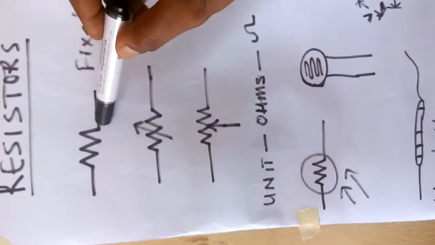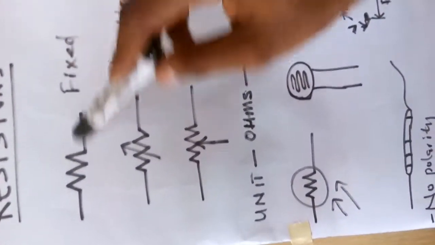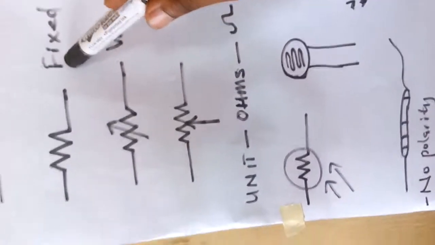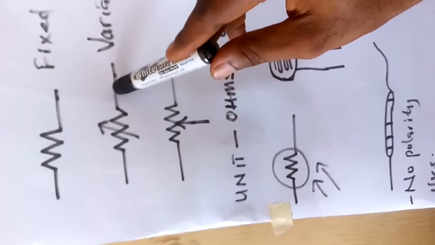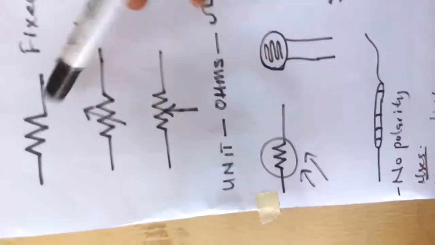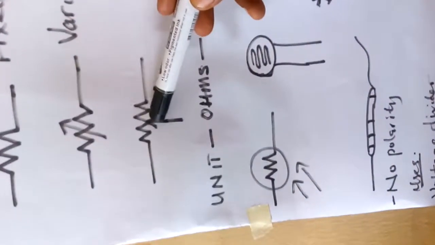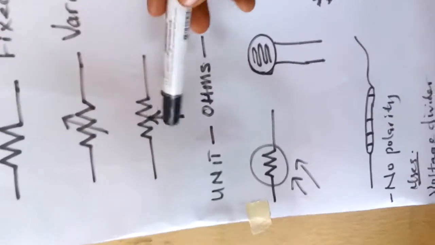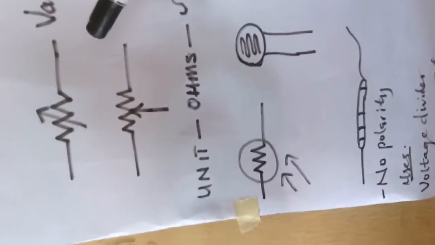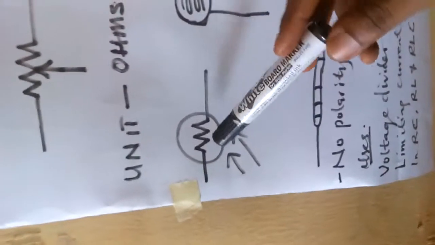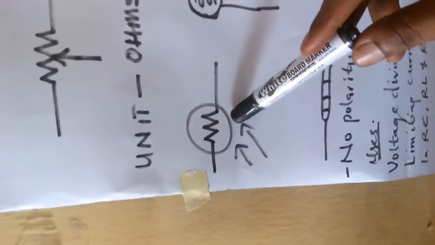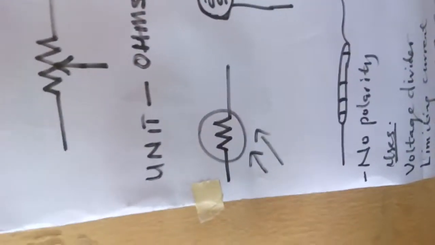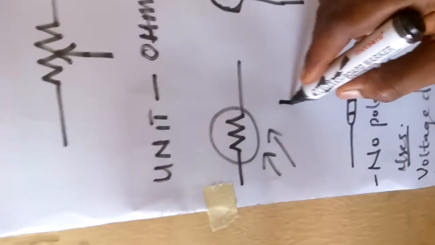This is a fixed resistor. By fixed, you mean the value is fixed, it cannot be varied. But the second symbol here is for variable resistor. It can be like this or like this. For these ones, the value of the resistors can vary. We also have another type of variable resistor, which is light dependent resistor. This is light dependent resistor.